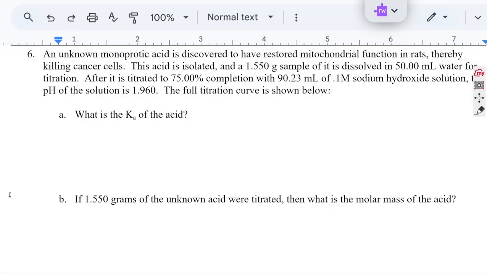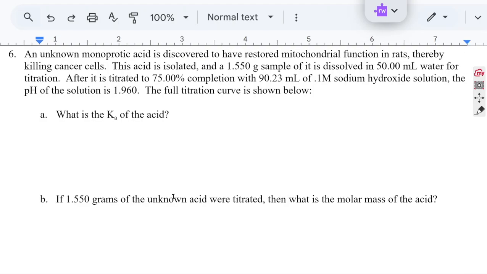Okay, number 6. This one is fun. I think it's similar to the last one we just did. But it is multi-part, so it's slightly more complicated in a couple different questions. What is the Ka of this? Okay, so we've got some monoprotic acid. 1.55 grams is dissolved in 15 milliliters, and it's titrated to 75% completion.